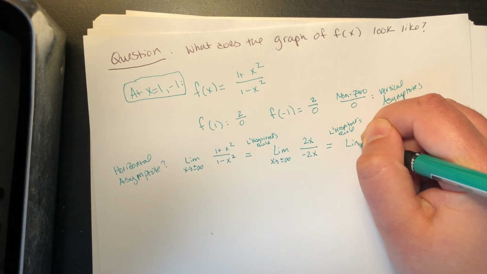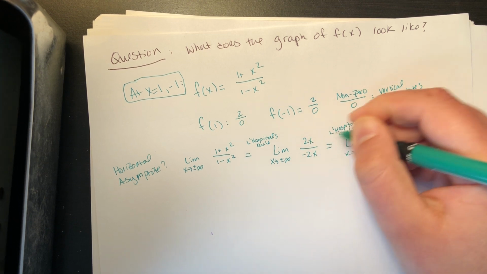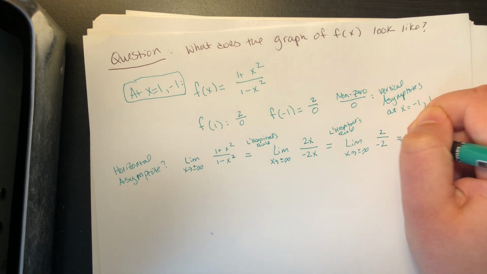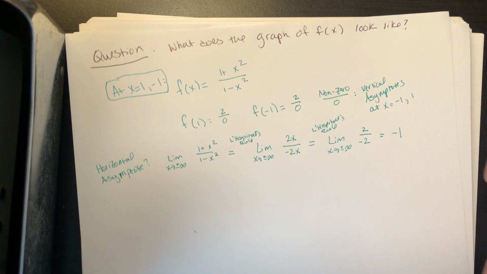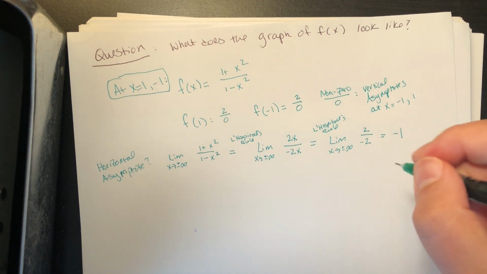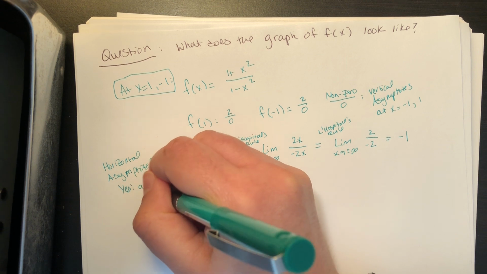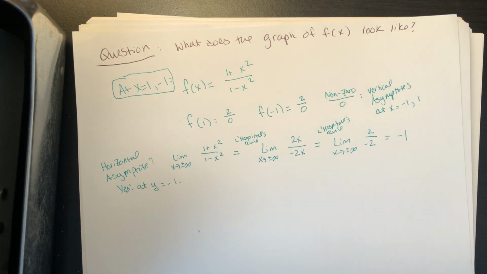So this is equal to the limit as x goes to either infinity of derivative of 2x is 2, derivative of negative 2x is negative 2, and this is just a constant, and it's equal to -1. So yes, we have a horizontal asymptote at y equals -1. All right, this is telling us even more about the graph.